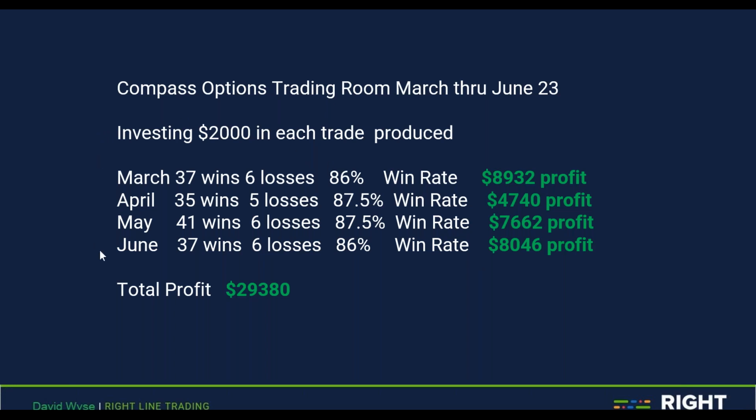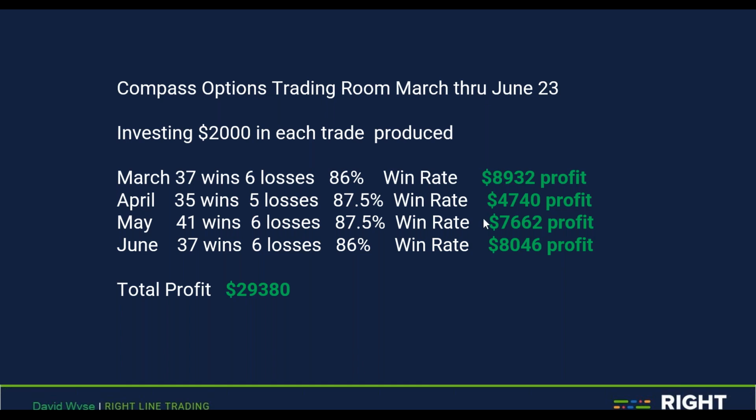And I've got these slides that have been here for a while, just kind of to show what we've done in the room in the alert service for certain periods of time. This was March, April, May, and June. You can see the win rate here was between 86 and 87.5%. That's pretty normal. And we had 37 wins and 6 losses in March, 35 wins, 5 losses in April, 41 wins, 6 losses in May, and 37 and 6 in June. You can see the total number of trades hangs around in the low 40s usually.